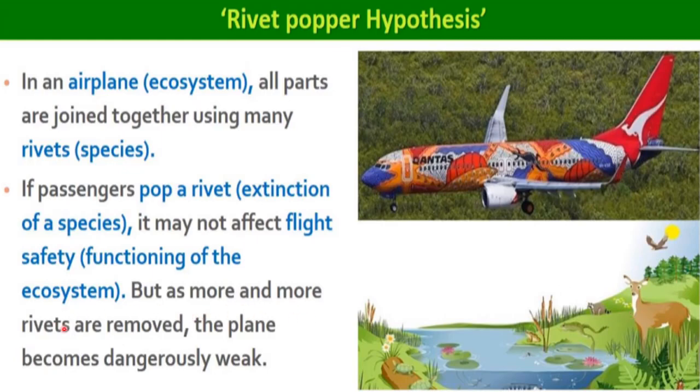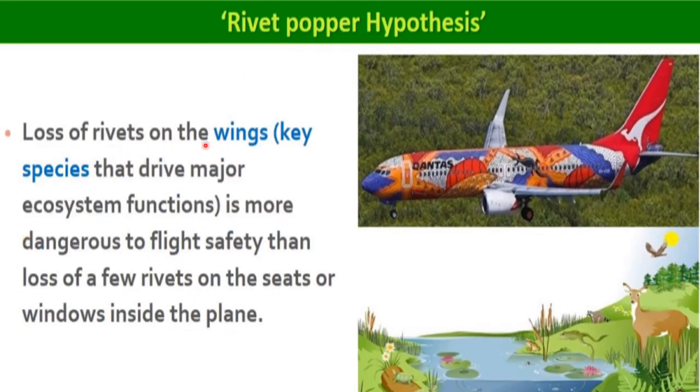But as more and more rivets are removed, meaning more and more species go extinct, the plane becomes dangerously weak, right? Likewise, if more and more species go extinct from an ecosystem, it will become dangerously weak. It will become unstable, right?